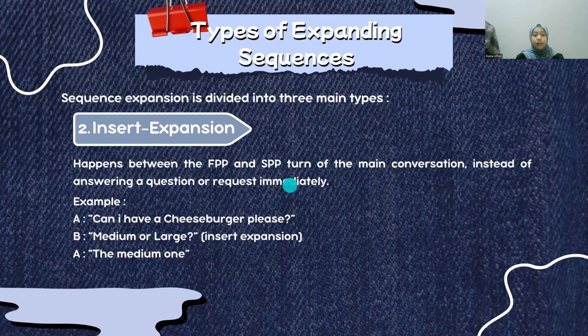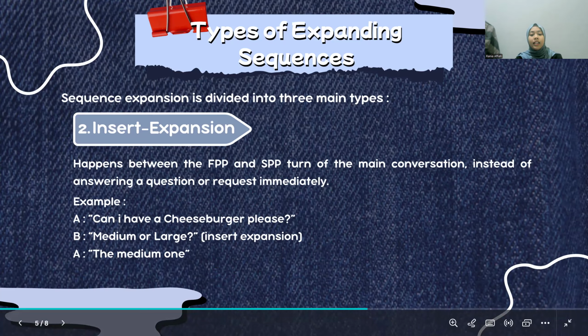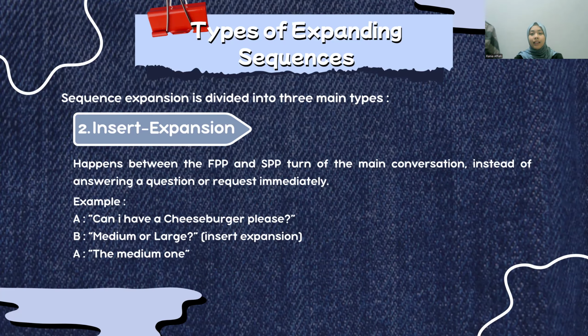For example, speaker A said, "Can I have a cheeseburger, please?" And speaker B responded, "Medium or large?" And speaker A said the medium one. So we can see it here. Speaker A is asking a question, right? "Can I have a cheeseburger, please?" And the basic answer that we probably know is yes or no. Yes, you can. Yes, please. Yeah, you can do it.